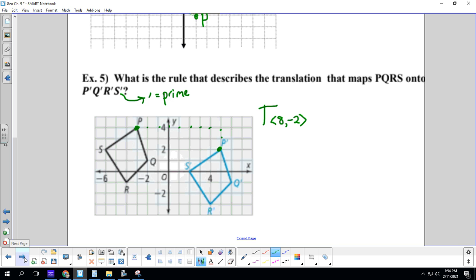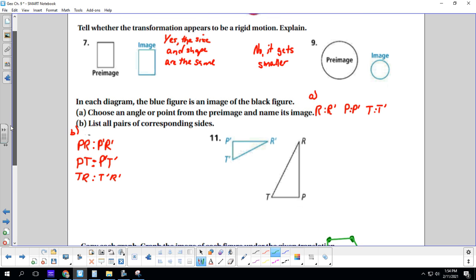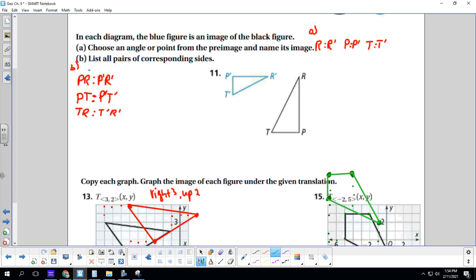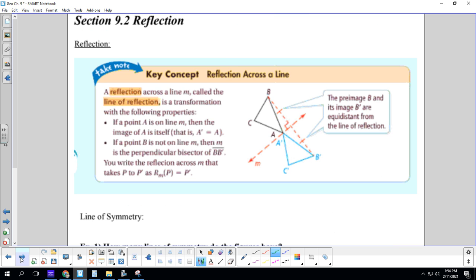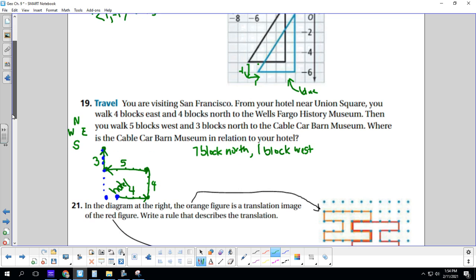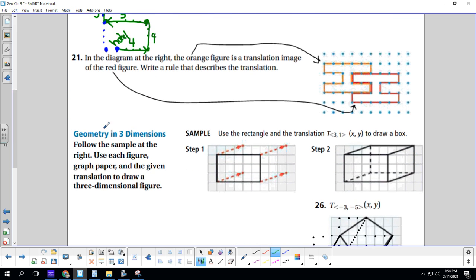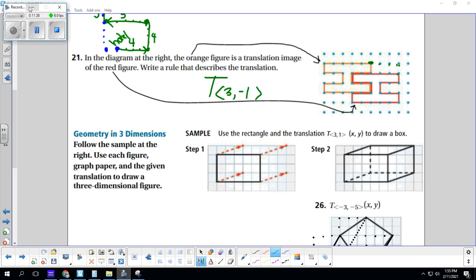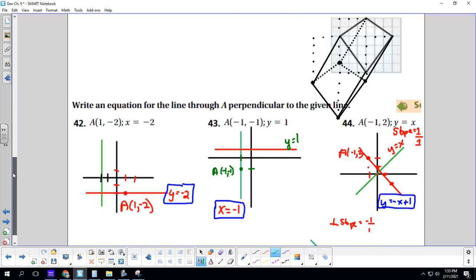Here are the answers to the homework questions. Let me know if you want to see any of these in class. Pause, fast forward, rewind, whatever you need to do, write the answers down. Number 17, 19. Oh, and do 21. Okay, here it is. 21, 26, and 42 through 44.